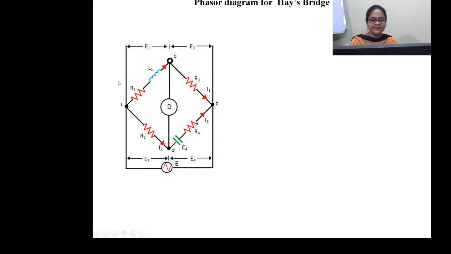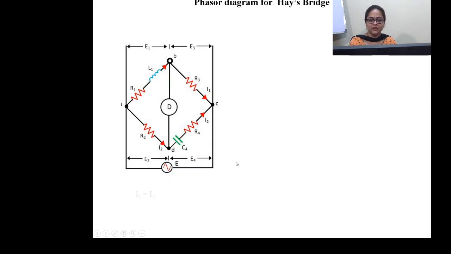This is the circuit diagram for Hayes bridge, wherein the resistance and inductance are connected in arm 1, the resistor is connected in arm 2, the resistor is connected in arm 3, and for arm 4, capacitor and resistor are connected in series. If you remember, in the previous figure, that is Maxwell's inductance capacitance bridge, the resistance and capacitance were connected in parallel. Here they are connected in series. Now let us see in this particular phasor diagram what could be the difference. Rest of the part would be similar as seen in the previous bridges.